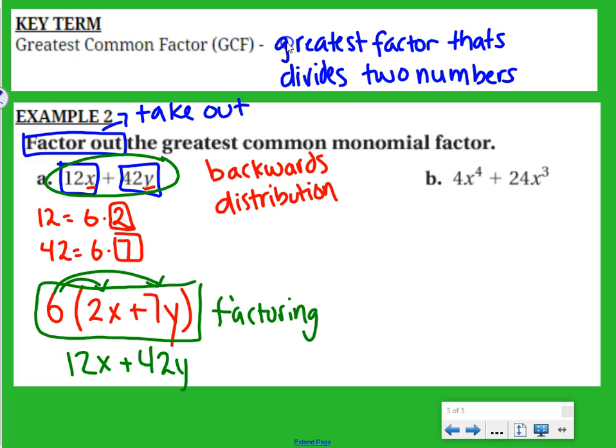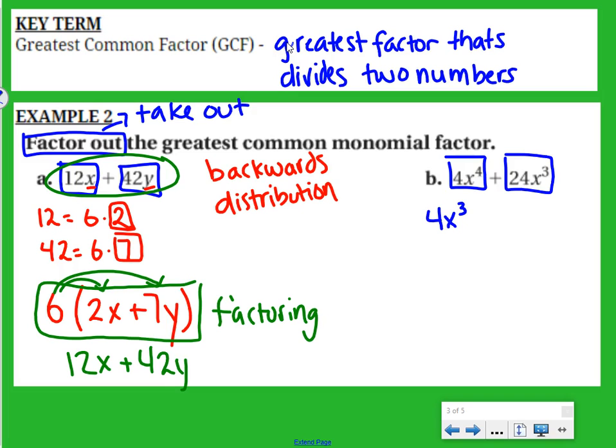We're going to do the same thing for b. Factor out. So let's just start with the numbers. What can go into both 4 and 24? Well, the answer would be 4. But then we also have the same variable, x and x. So what goes into x to the 4th power and x to the 3rd power? It's going to be x to the 3rd power. It's going to be your smallest power. So if we look at 4 and 3, 3 is the smaller one. So we would take out x to the third.